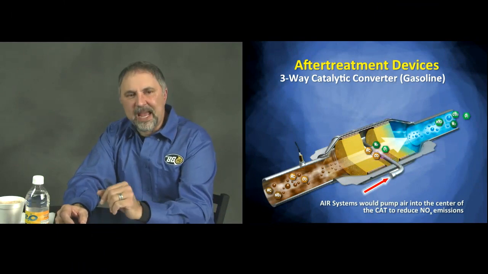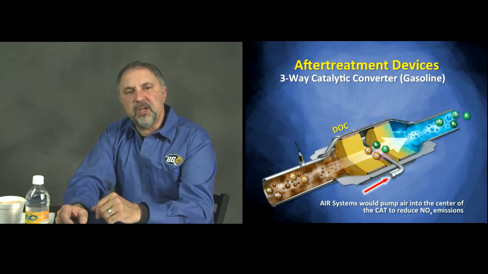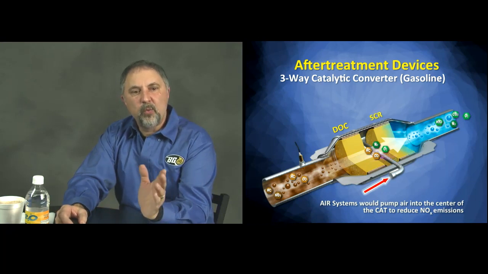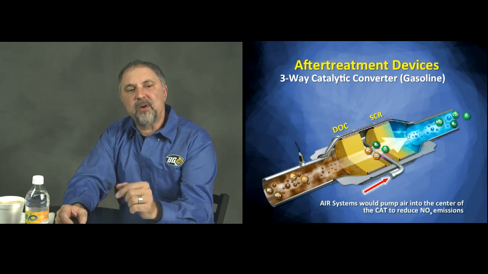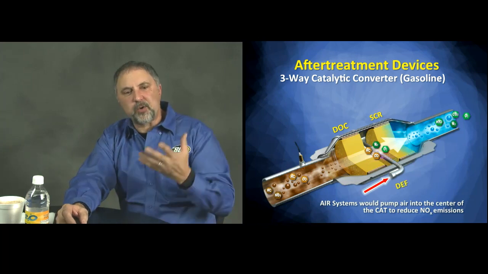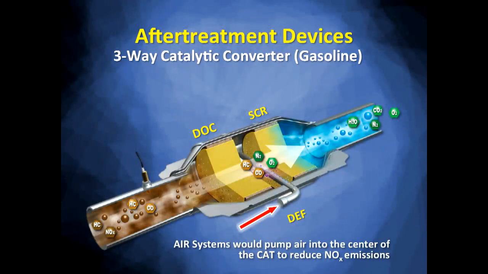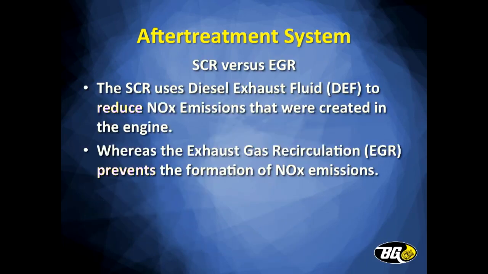If you're familiar with this gasoline engine, here you've got a DOC, diesel oxidation cat, on the front, even though it's in the same housing, with an SCR on the backside, but instead of injecting air into the exhaust stream, we're injecting DEF fluid. The technology has been out there for a while. This isn't something new. It's something they've been working on and have evolved to over time. Once again, the SCR's purpose is to reduce NOx emissions, whereas the EGR is meant to prevent NOx emissions.